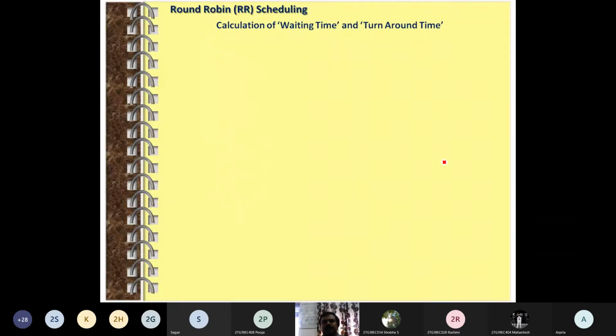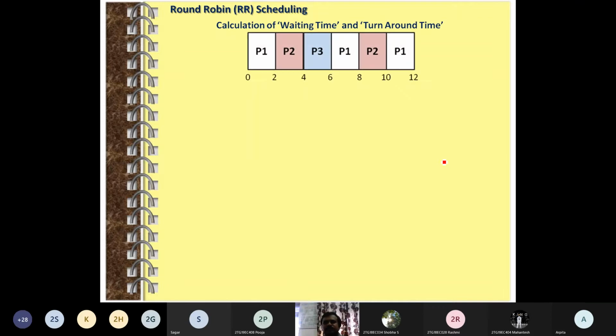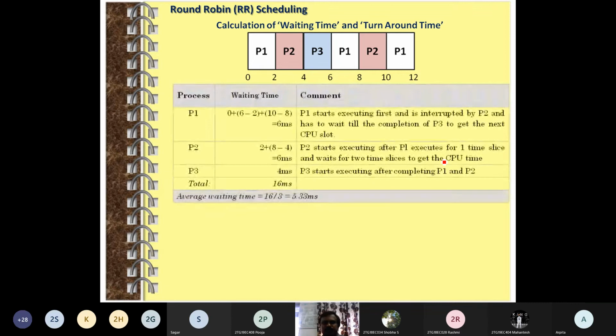Next, the calculation of these results: waiting time, turnaround time, as well as the average of both. How to calculate? This is the example we have discussed: 3 processes with their respective execution times, and the time slice allocated by round robin scheduling. Here we calculate the waiting time for P1, the waiting time for P2, and the waiting time for P3.